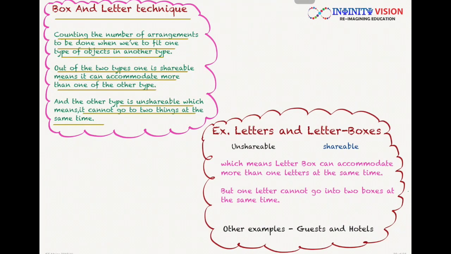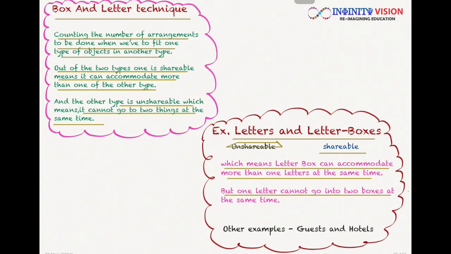Let's take an example. Example is letters and letter boxes. Letters are considered to be unshareable and boxes are considered to be shareable. Why? Because in boxes I can insert as many letters as I want, but one letter cannot be inserted in 2 or 3 boxes. So one letter is unshareable, letter boxes are shareable, which means a letter box can accommodate more than one letter at the same time, but one letter cannot go into 2 boxes at the same time. Other examples you can think of are guests and hotels.